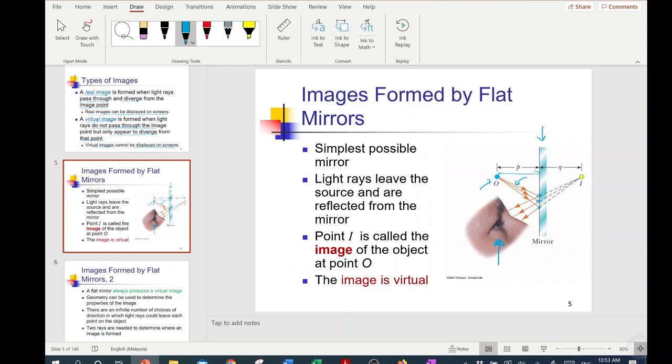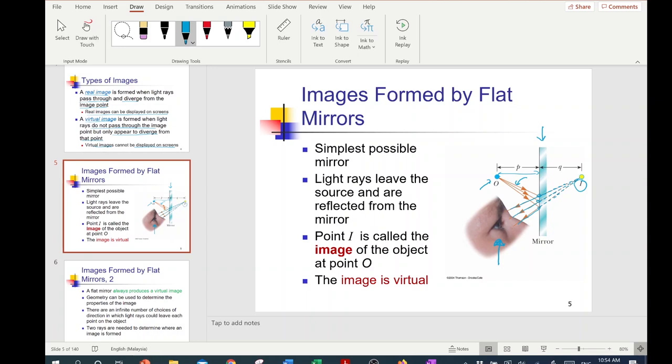is the image, which you can locate by extending the rays that the observer is seeing. If we extend this ray and this one behind the mirror, we will find that they appear to diverge from this point. They intersect and appear to diverge from this point. That is the location of the image.